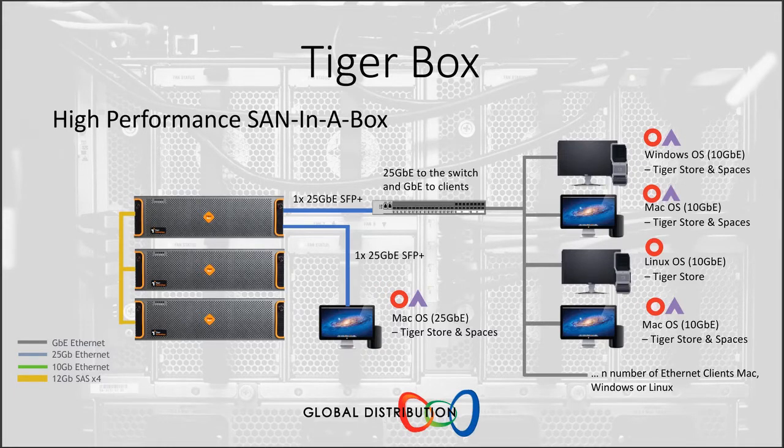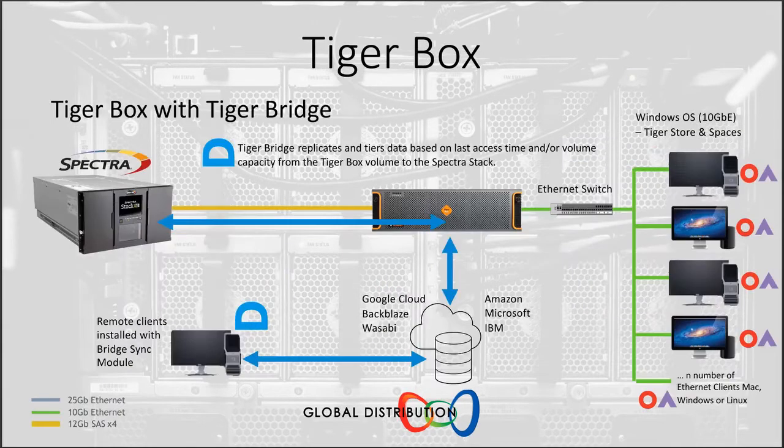We can also support a wide range of connectivity on the back, so we can have 10 gigabit Ethernet, 25 gig, even 40 gig Ethernet, or 16 gig fiber. So this just gives you a real quick snapshot of a sample deployment, but we can do many different things with the system.